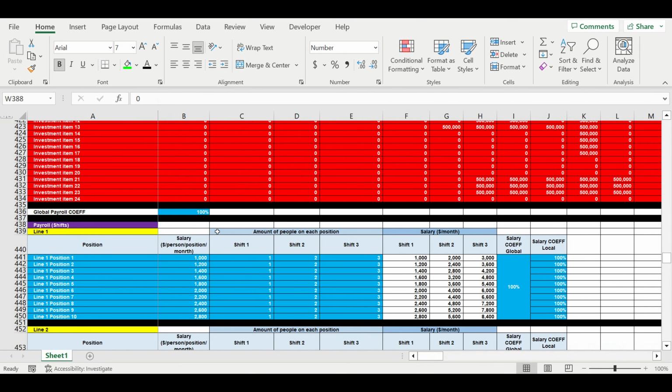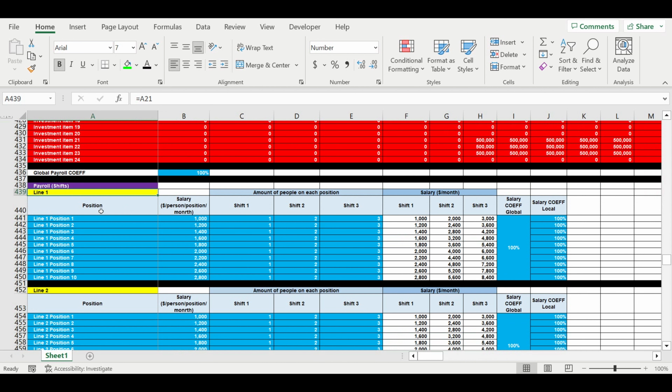Then we move to the revenues. So we start with pricing. Oh, sorry, we are moving to payroll. So for each line we have payroll depending on how many shifts we have a day. So here we specify the names of positions. Then we specify the salary of 1 person on each position. Then we specify how many people work on each position, if we work 1 shift a day, 2 shifts a day, or 3 shifts a day.